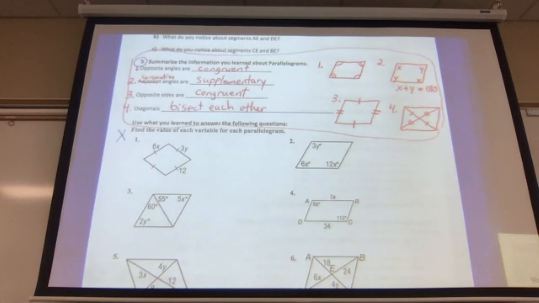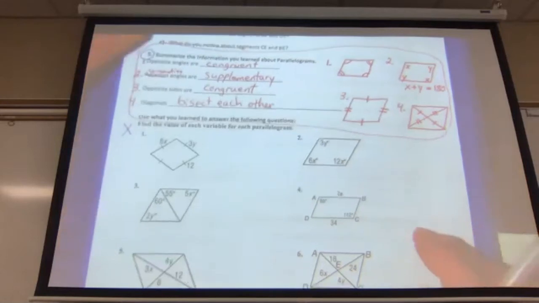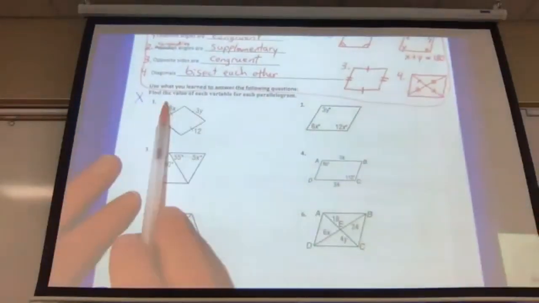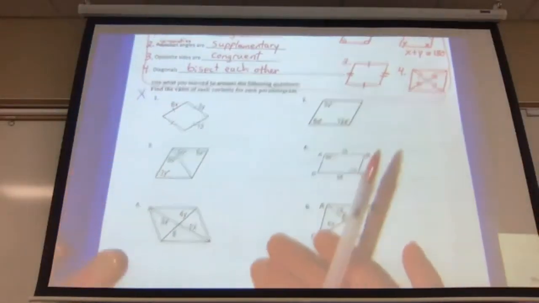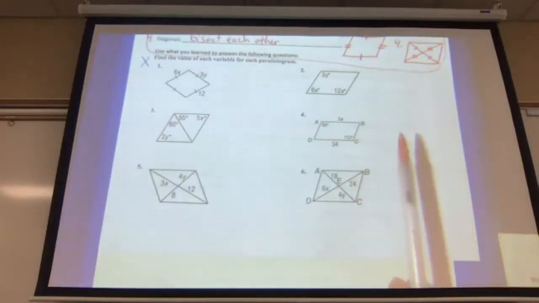And then what we're going to do tonight on the homework is just, they're going to give you a picture of it. We're going to use these theorems to come up with our answers. So they're going to ask us to find x and y in our pictures. So go down to the bottom of that page. We'll start with number 1.